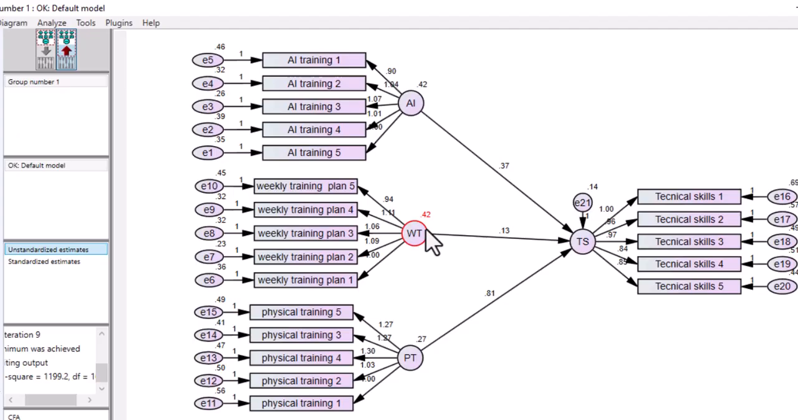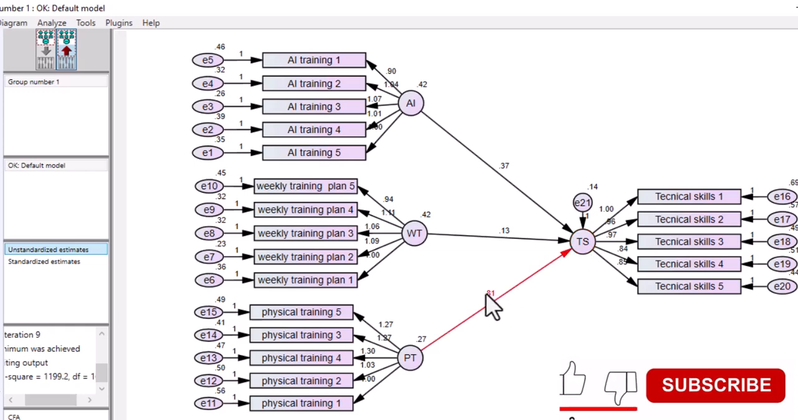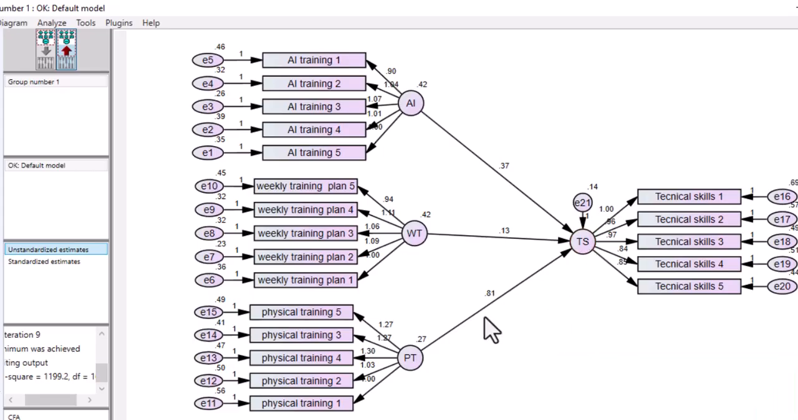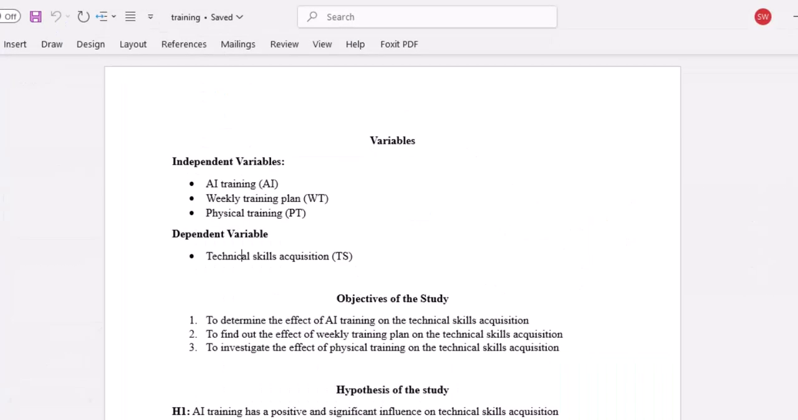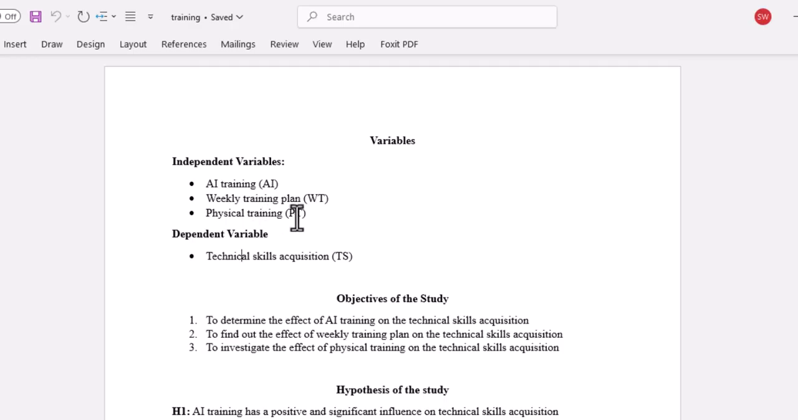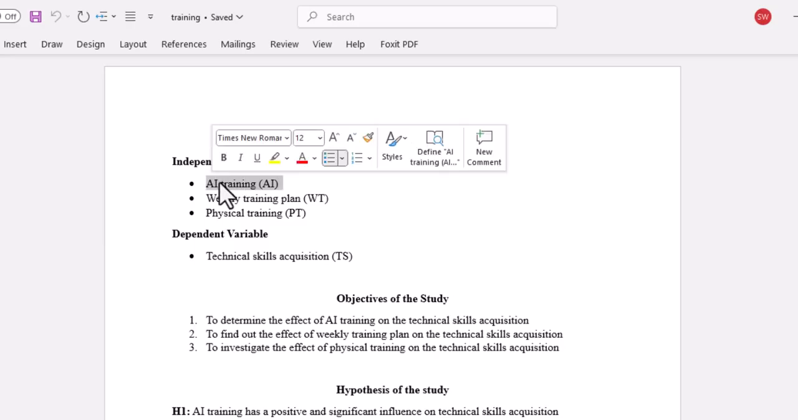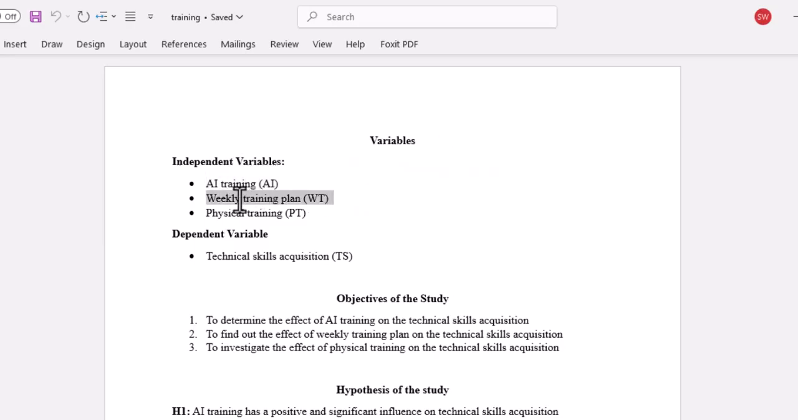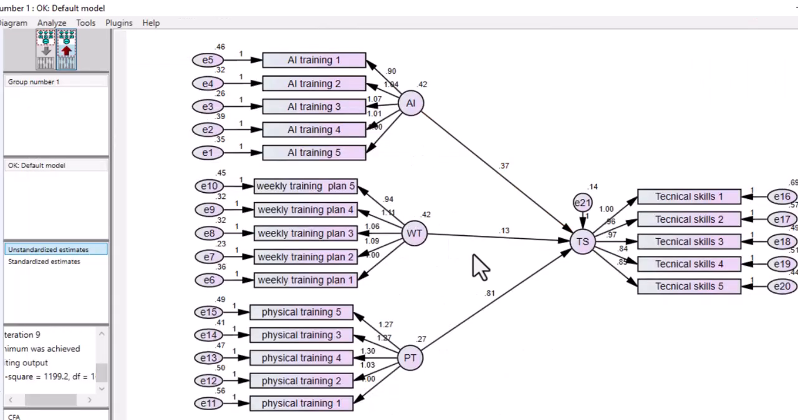If you look at the effect of WT on TS, you can see it is quite minimal. It is 0.13. If you look at the effect of PT on TS, it is 0.81. This one is very strong. It has a very strong effect on TS. So comparing the three, we can see that PT, physical training, has the highest effect on technical skills. Then it is followed by AI training, and then the last one, which has the least effect, is the weekly training plan. So that is according to the model that we can see.